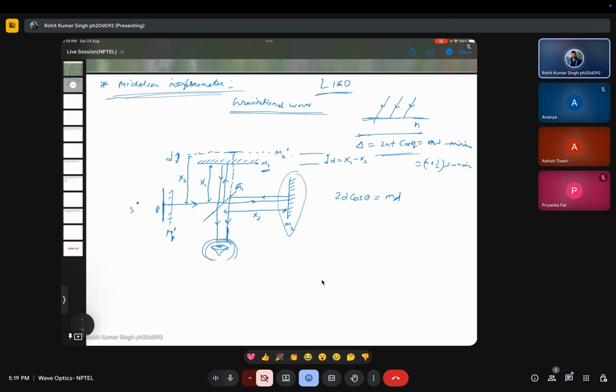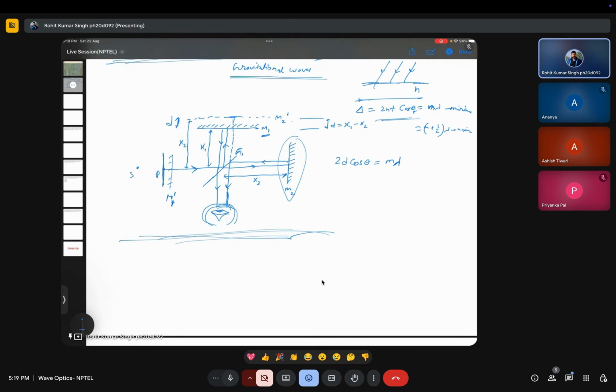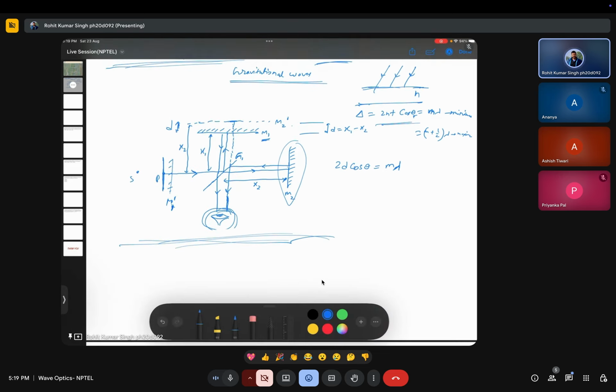To understand that, first of all, this is a very simplistic picture, just to convey that this is the thin film condition that we are getting here. But in realistic cases, what happens is different from this point source.